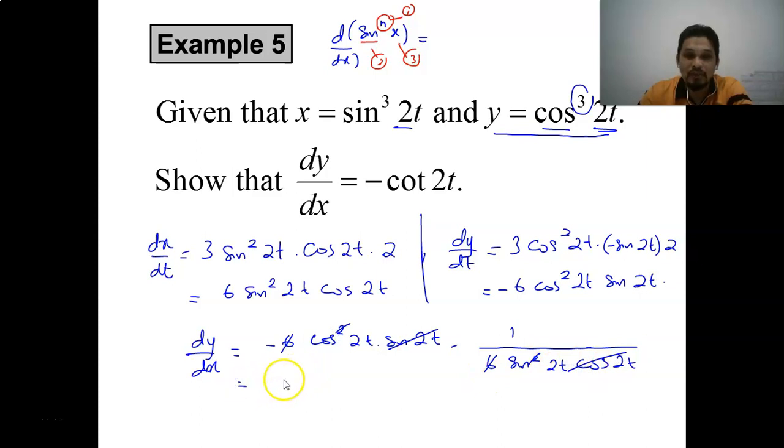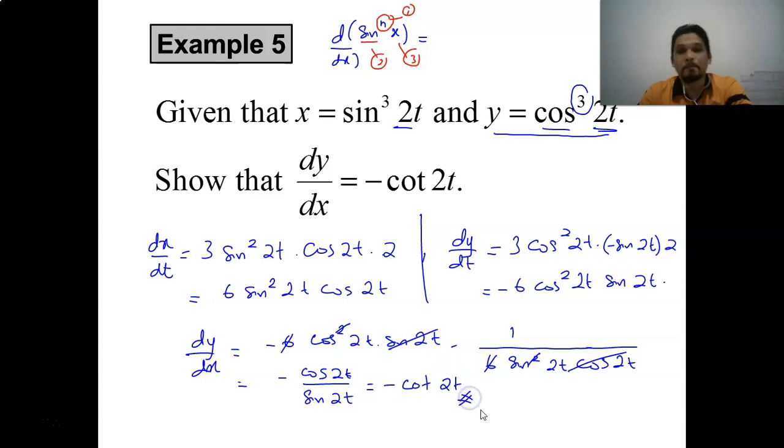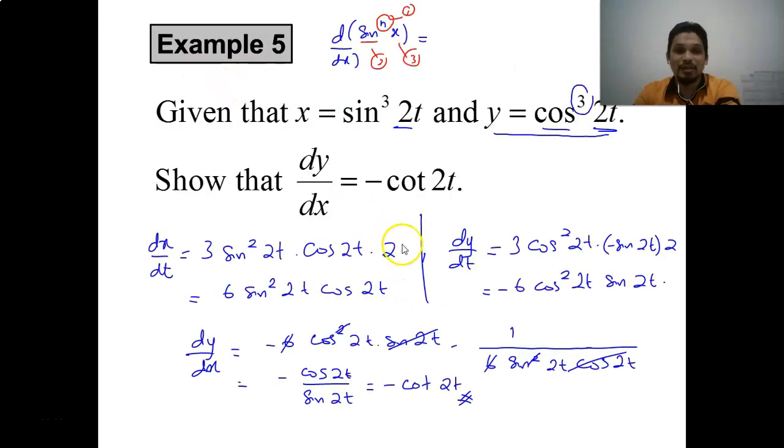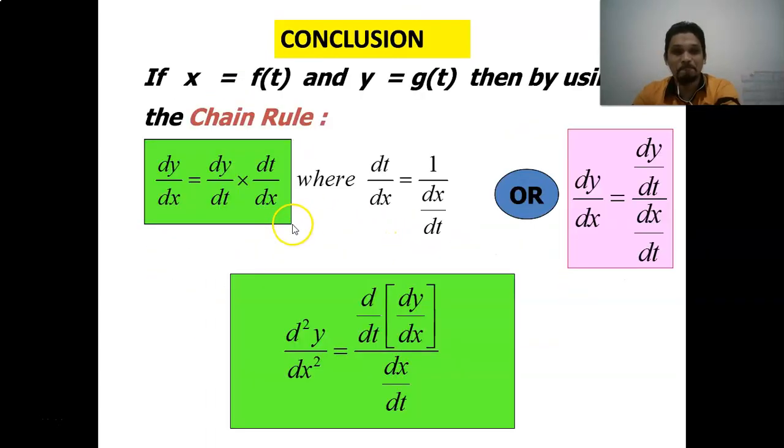So let's see what we have now. Negative cos 2t divided by sine 2t. Cos divided by sine is cotangent, so the result is negative cotangent 2t. There you go. Okay. Oh, now I'm supposed to solve the question here. It's okay, never mind.